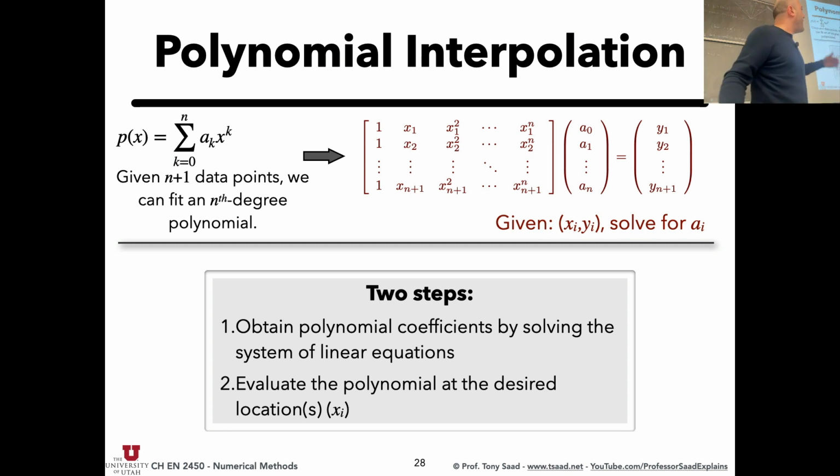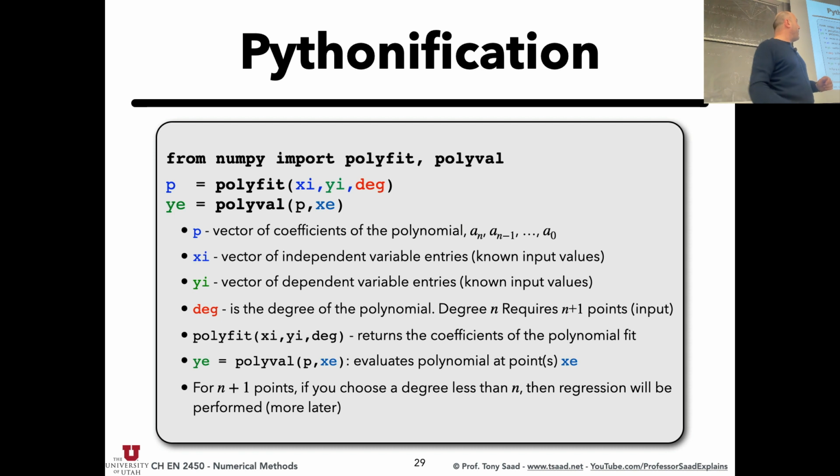So now the idea would be to first obtain the polynomial coefficients by solving the system of equations. We know how to do it. But we're going to use built-in Python routines to enable us to just get those coefficients. And then once we have the coefficients, we plug them back into the polynomial and then evaluate the polynomial anywhere we want. OK, ready for some Pythonification? All right, we'll see.